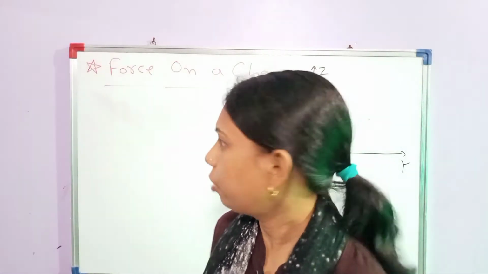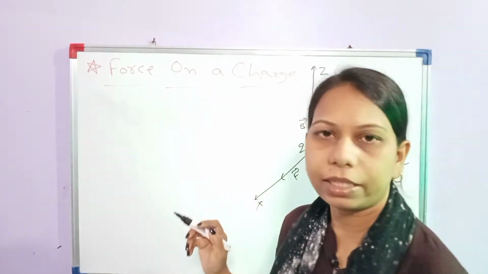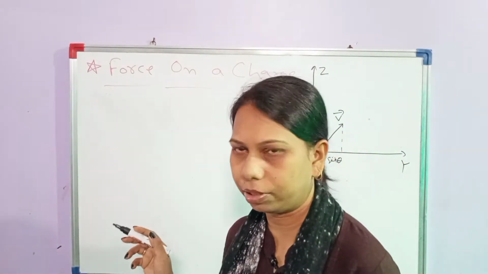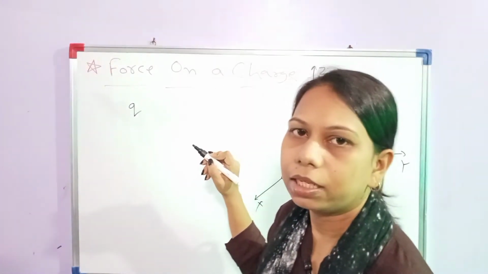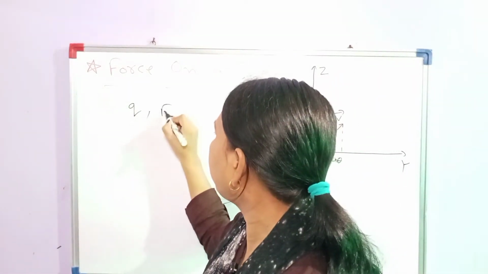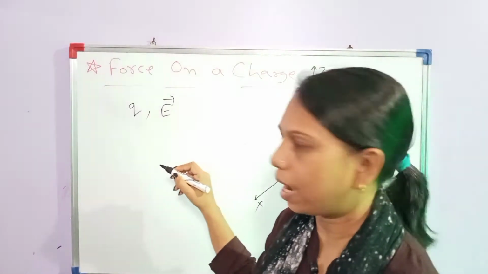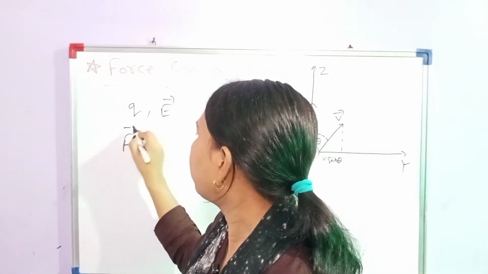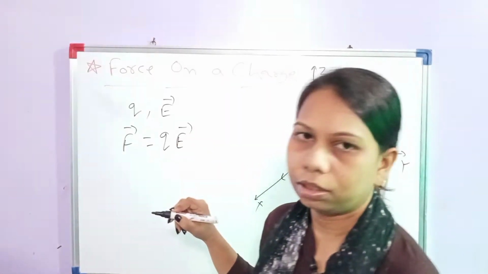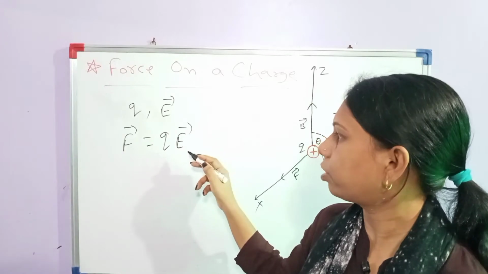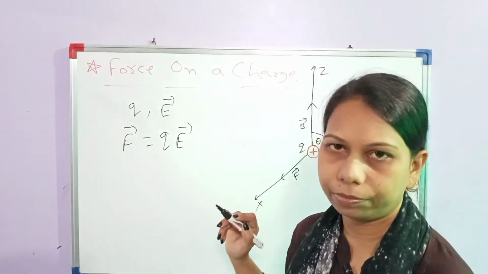Hello students, today we will discuss force acting on a charge in electric field and in magnetic field. Suppose a charge Q is placed in an electric field of strength E. Then you already know that force acting on the charge F equals Q into E. This is the amount of force acting on a charge placed in an electric field of strength E.